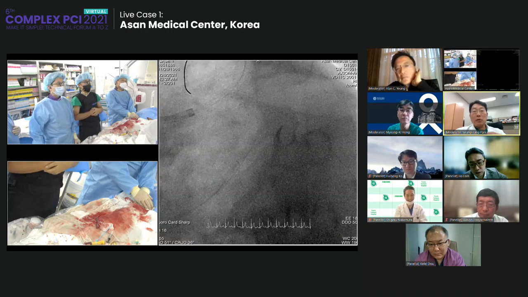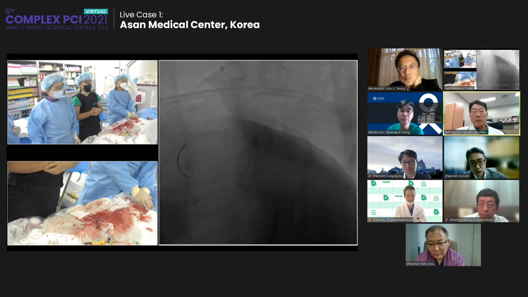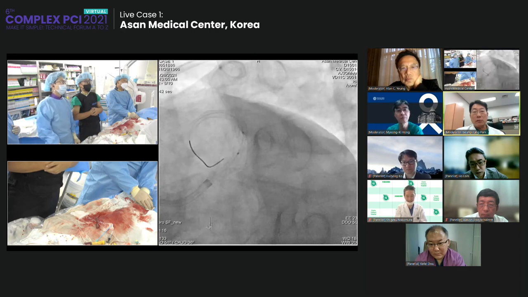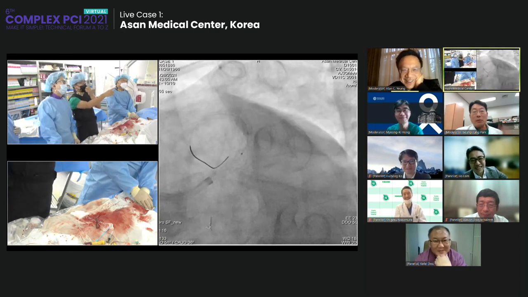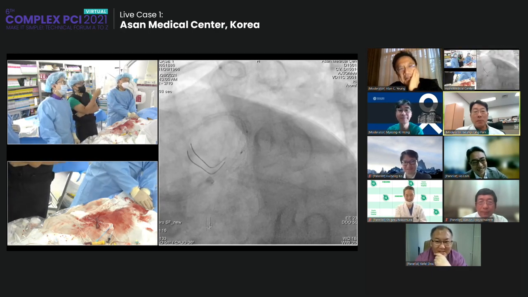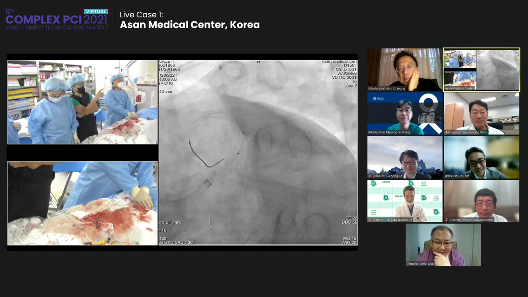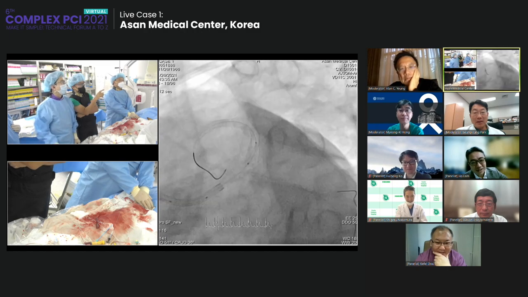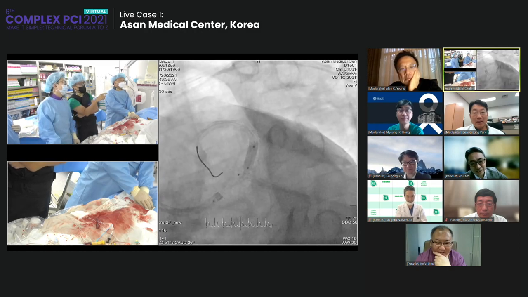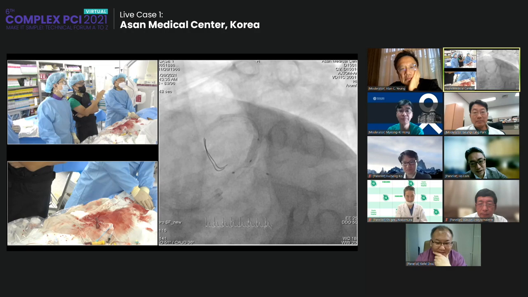So actually, the next one, Dr. An's case, took just 2 seconds. Here we have half percent inflation. Here is the NC balloon 3.5, and here the 3.5 NC balloon. We used a 3.0 used balloon, not a new one. You can pass that one.